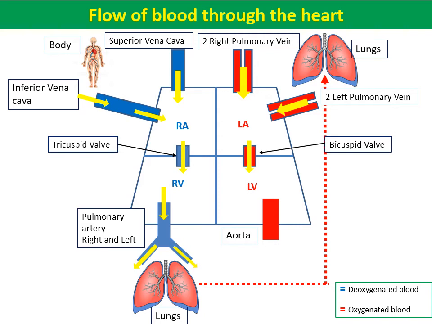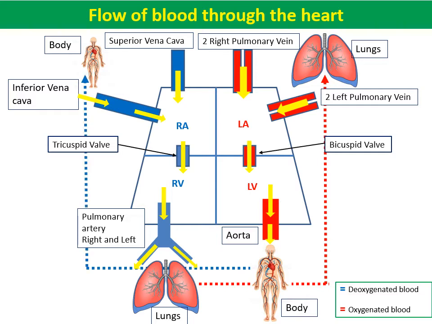From the left ventricle, the blood is pumped into the aorta through the aortic valve and to the rest of the body. So the body will get the oxygenated blood, and the oxygen is used, and the deoxygenated blood produced by the body is again collected by the superior and inferior vena cava and brought back into the right atrium, and the cycle will continue.